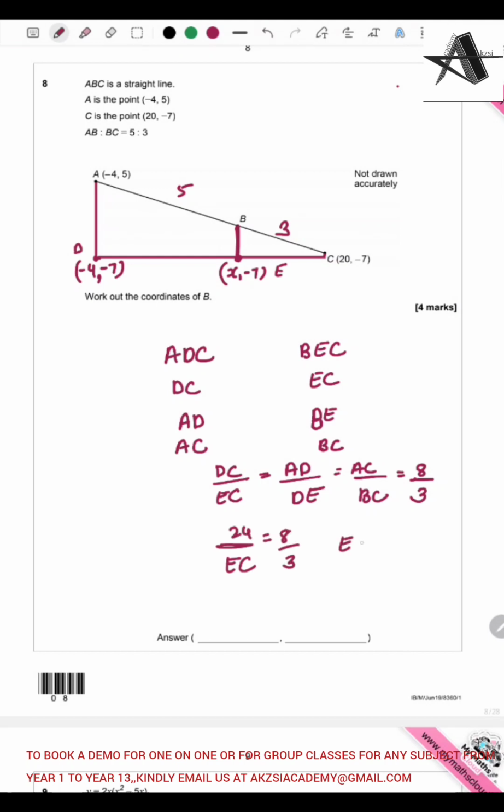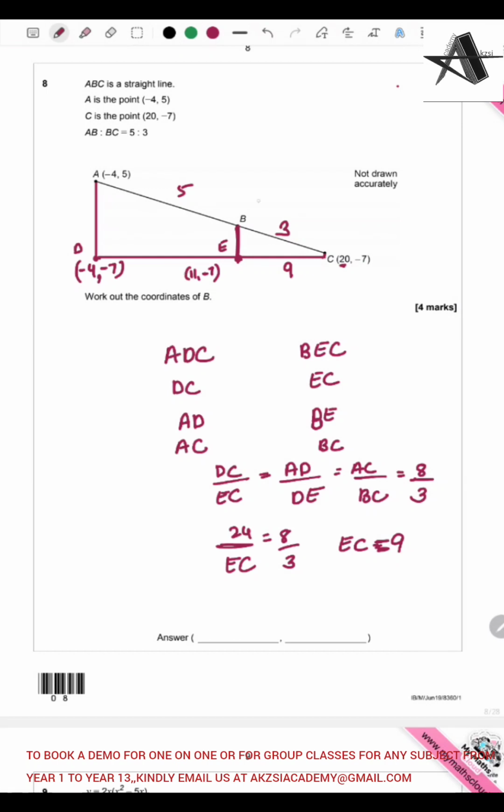So from here I can calculate EC as 9. E to C length is 9. The distance between these 2 points is 9. If I name this point, let's say, this is -7, let's say this point B, we have taken it as E. So the distance between them is 9. So from 20 you have to move 9 units towards the left. So it's going to be 11. And -7 we have already seen. So this point is 11, -7.